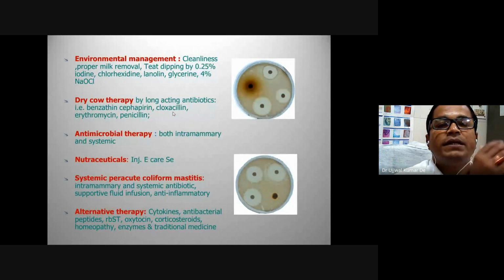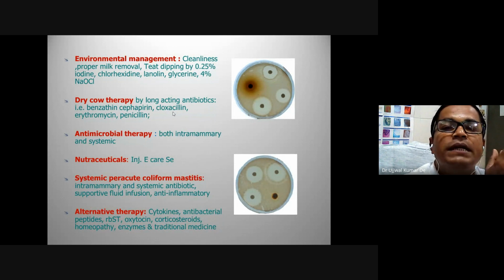Then environmental management: how will you maintain environmental cleanliness? Proper cleaning is important. Proper milk removal: when you are milking the animals, there should be total evacuation of milk. If you do not remove the milk properly, and the milk is accumulating day by day, then this is a good medium for the bacteria. So such animals suffer more.